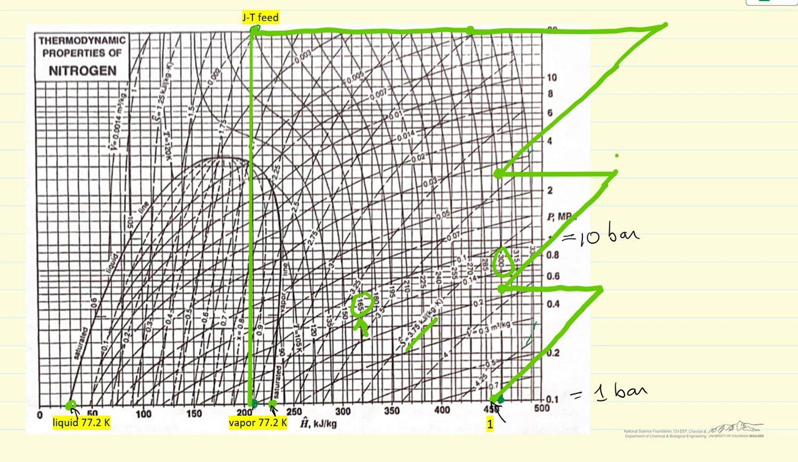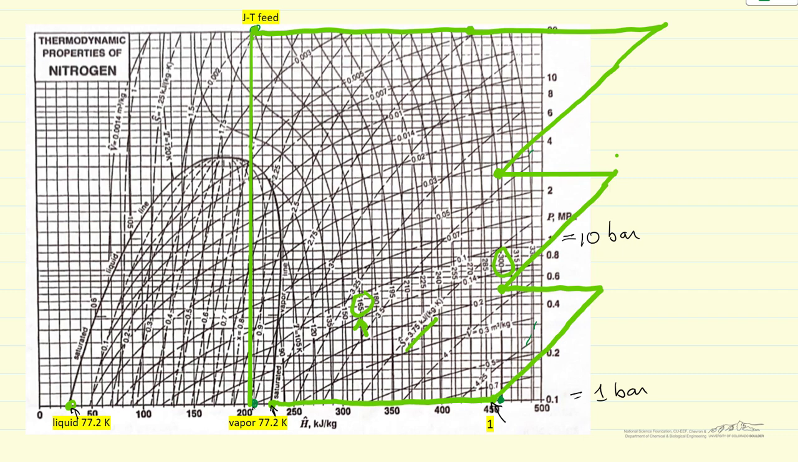1 bar, 77.2 K. Now we separate out this liquid, and we take the vapor, which is at 77.2 Kelvin, and we raise its temperature at constant pressure through the heat exchanger back to the inlet temperature, so that the recycle enters again with some additional feed to the first compressor.